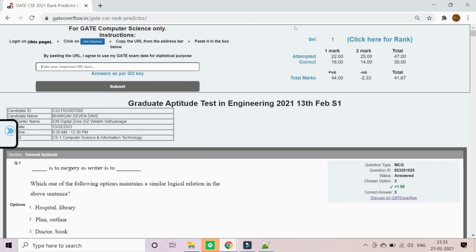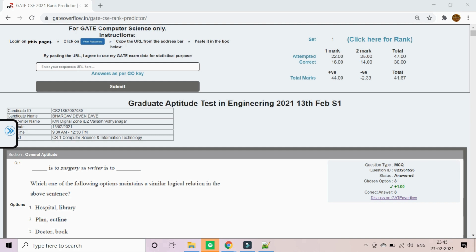On the right hand side you can see set 1. This year there are two sets in computer science. Whichever URL I submitted belongs to set 1, so this displays as 1. If we go with the response URL of set 2, it displays as 2. So by submitting the response URL, it automatically takes the set number, attempted questions, correct answers and total marks.